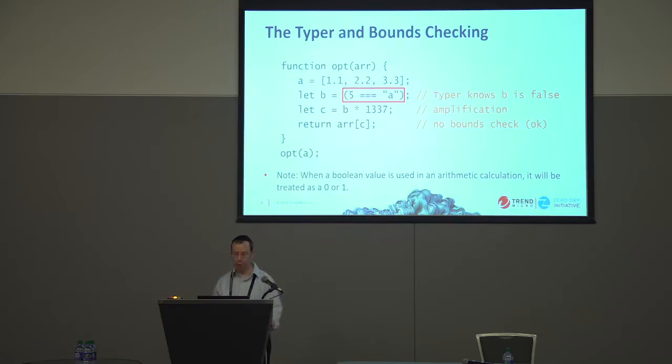0 for false, 1 for true. As a result, variable c will receive either 0 or 1337, depending on the value of b. This is a technique that can be used to amplify any error in b. But in our case here, the typer correctly determines that b will always be false, so it deduces that c will always be 0, and on this basis, the JIT compiler will omit the bounds check before the array access on the last line. In this case, all goes well.